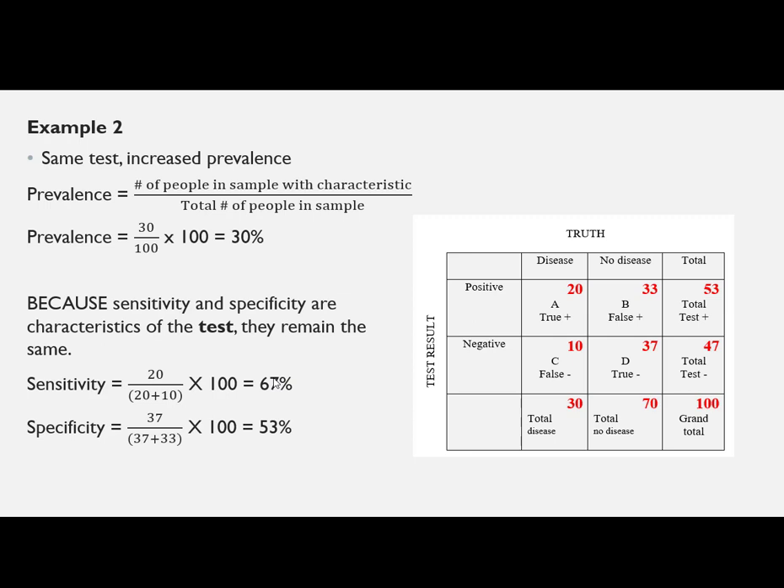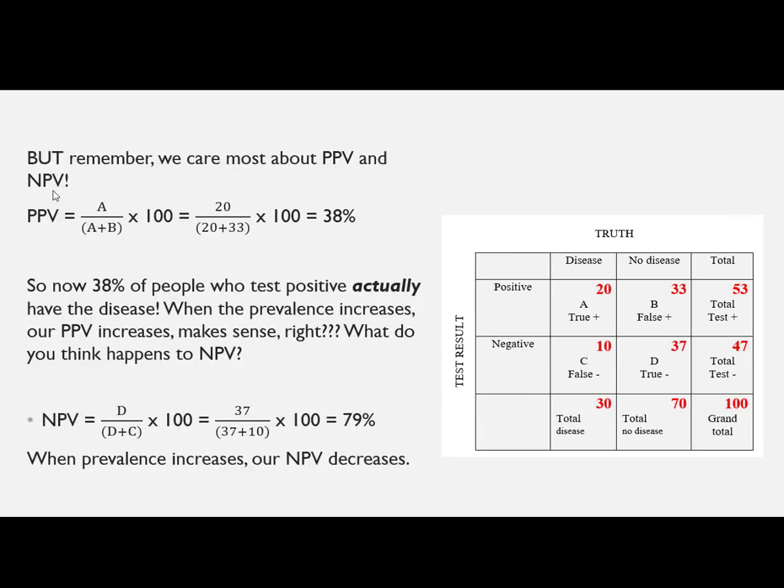Let's look at another example where we have the same test, so our sensitivity and specificity will not change. They're the characteristic of the test, so they remain the same at 67% and 53%. But we're going to increase our prevalence. So the number of people in the sample with the characteristic divided by the total number of people in the sample. So now instead of 15, we're going to go to 30. 30 divided by 100 is now 30%. And these are our numbers. So let's calculate PPV and NPV.